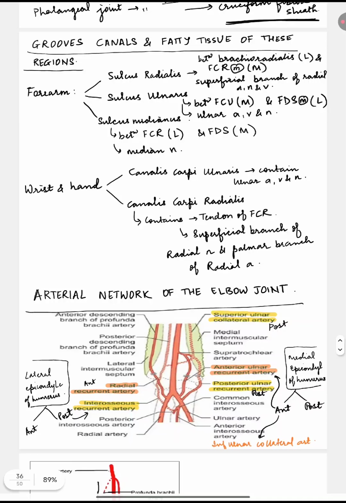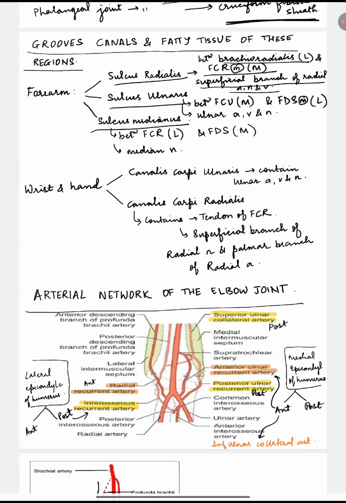Now the grooves, canals and fatty tissue of this region. In the forearm there is sulcus radialis, sulcus ulnaris, sulcus medianus. In sulcus radialis it lies between brachioradialis laterally and flexor carpi radialis muscle medially, and there is superficial branch of radial artery, nerve and vein.